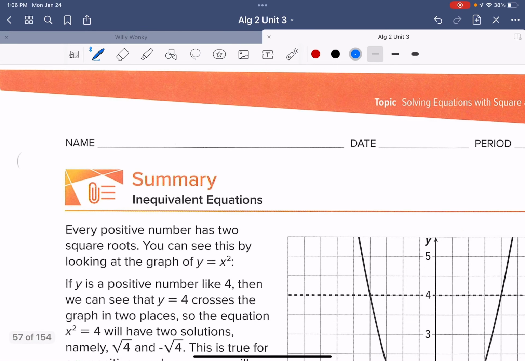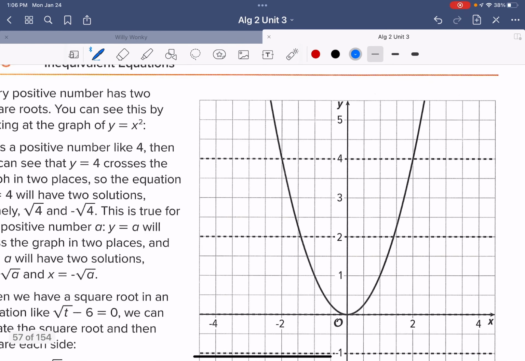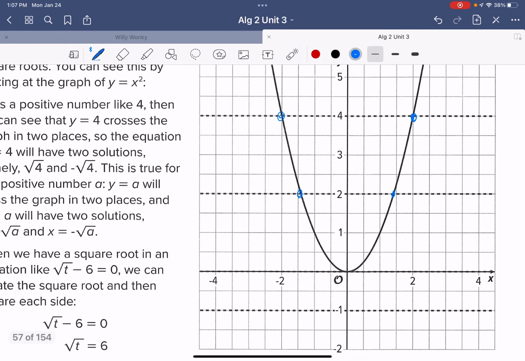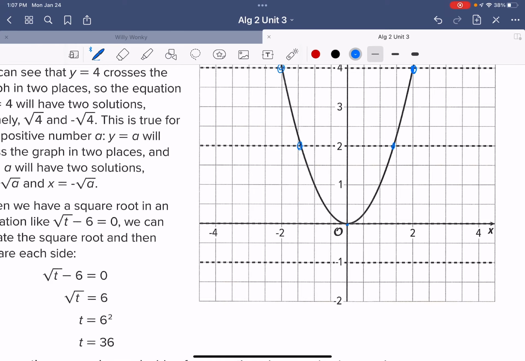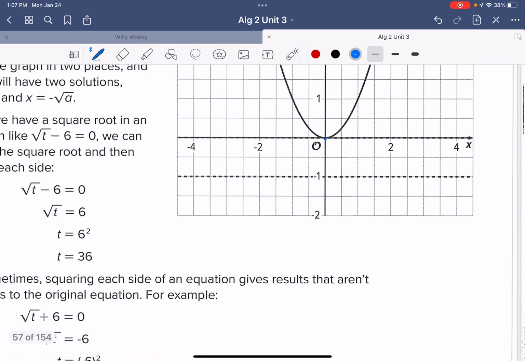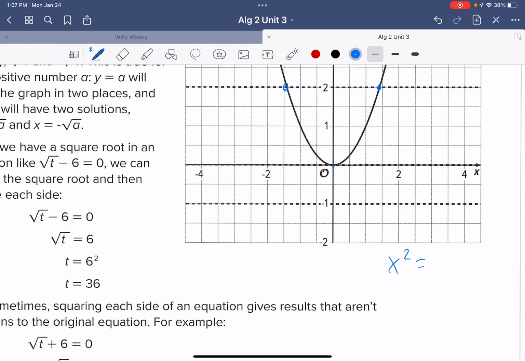All right, so here's the summary. Basically, it's just talking about if you have a basic parabola, if you want it to be 4, plus or minus 2 would work. 2 squared is 4, negative 2 squared. Here, if you want it to be 2, you'd have to do plus or minus the square root of 2. But if you have negatives, x squared cannot be a negative number because if you square something, it's always going to be positive. So that's the gist of that.